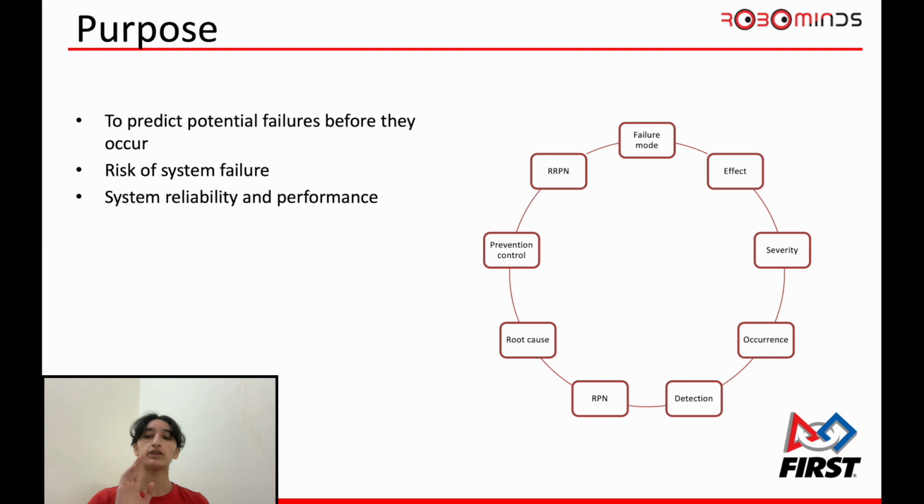So what does this help us in? This helps us in predicting potential failures before they occur, and we do this in hopes of having as few failures as possible, or at least reducing the frequency of these failures so that we could lower the risk of overall system failure and increase the reliability of the system and its performance.